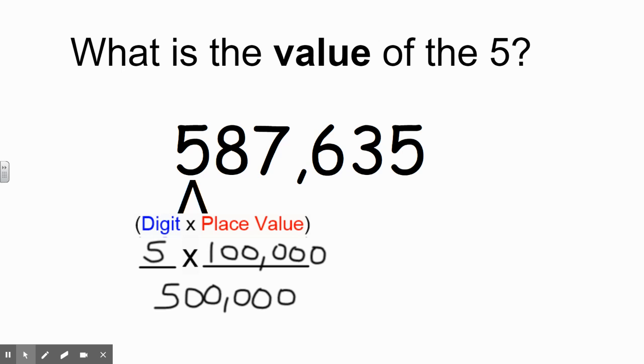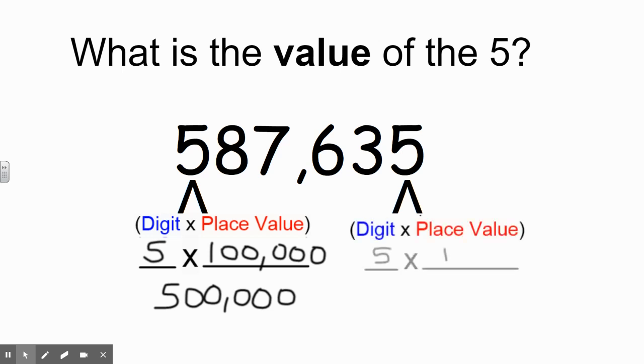Now, if you notice, there is another 5 in this number. It's over here. And because it's parked in a different place value, it's going to have a totally different value. We still have the digit of 5, but the place value is the ones place. So it's worth 5 ones. Well, 5 ones is 5. So even though we have the same digit twice in a number, because they're parked in different place values, it's going to have different values. It's going to be worth a different amount.